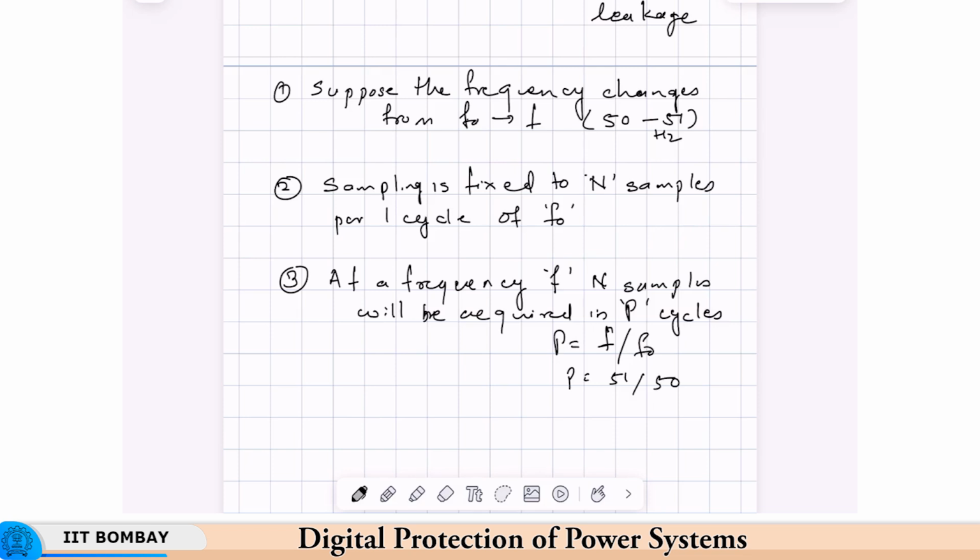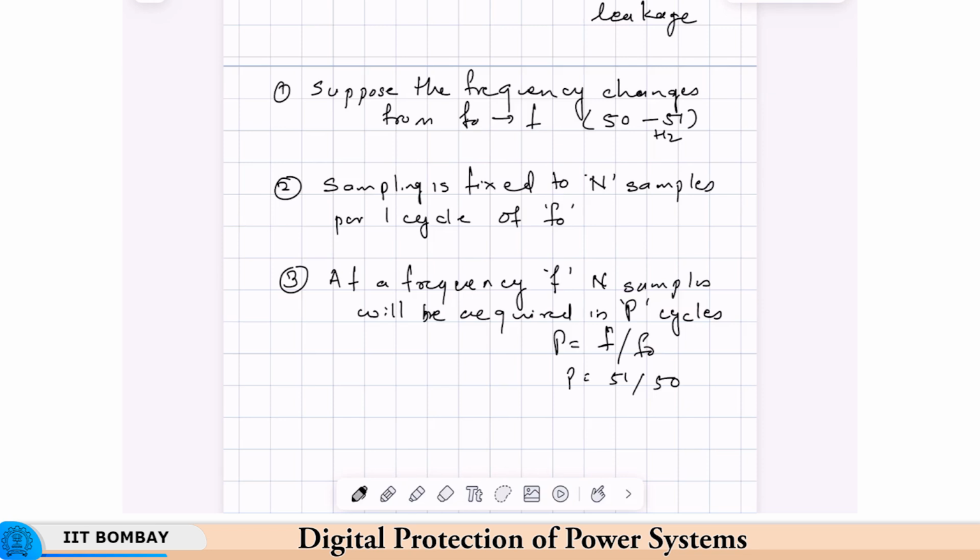So it is now p equal to f by f naught. Because the sampling frequency is constant and the system frequency has changed, n samples are now acquired in f by f naught cycles.